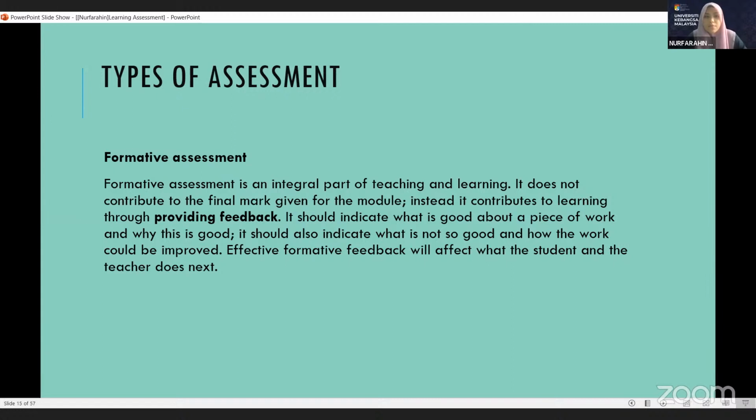So formative assessment pretty much focuses on getting the students to know what they did right and what they did wrong, all right? And how they should improve on the deficiency, on which part, on which weaknesses, okay? It should indicate what is good about a piece of work and why this is good, and it should also indicate what is not so good and how the work could be improved. Effective formative feedback will affect what the student and the teacher do next. Okay, this is the first type of assessment, which is formative assessment.